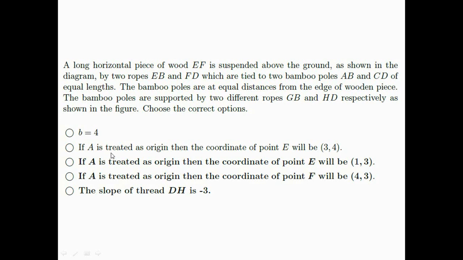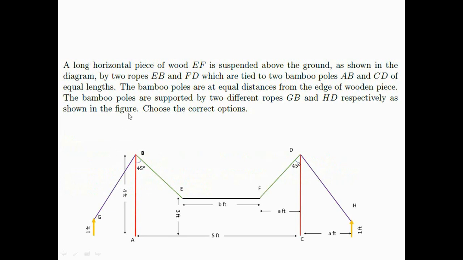Now, we have drawn the diagram here. There is a long horizontal piece of wood EF suspended, and the two ropes EB and FD. So this is EB and FD. They are tied to two bamboo poles AB and CD of equal length. The bamboo poles are at equal distance from the edge of the wooden piece. The bamboo poles are supported by two different ropes.